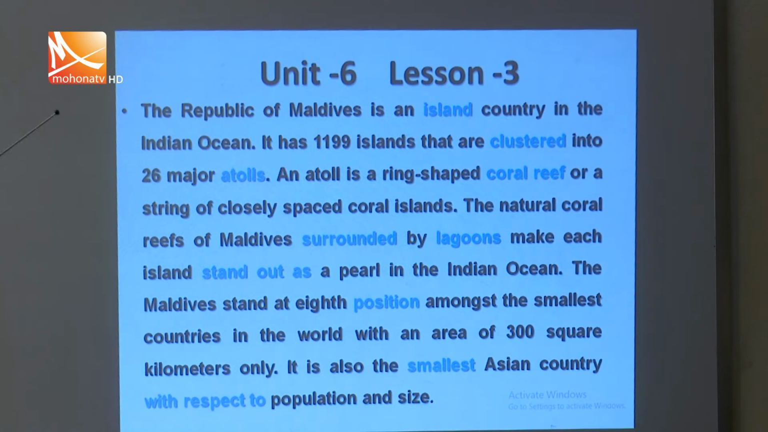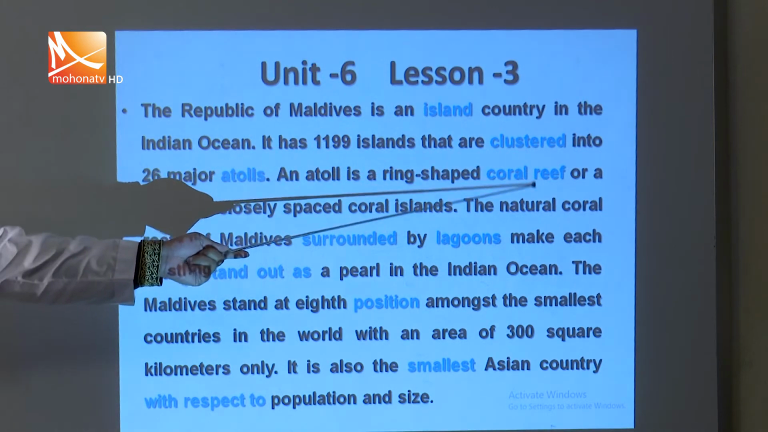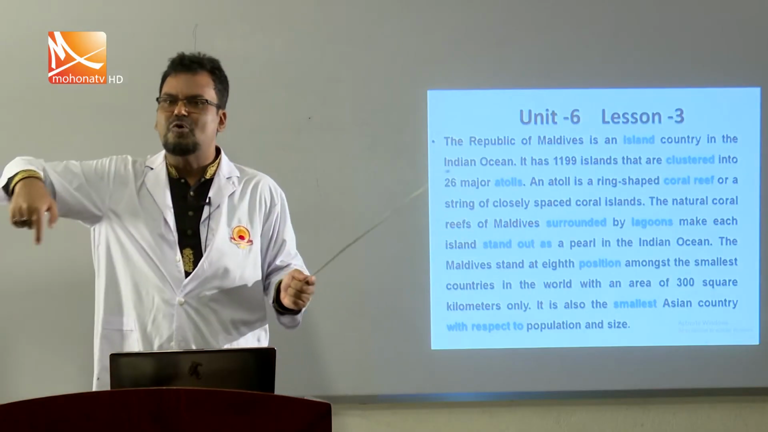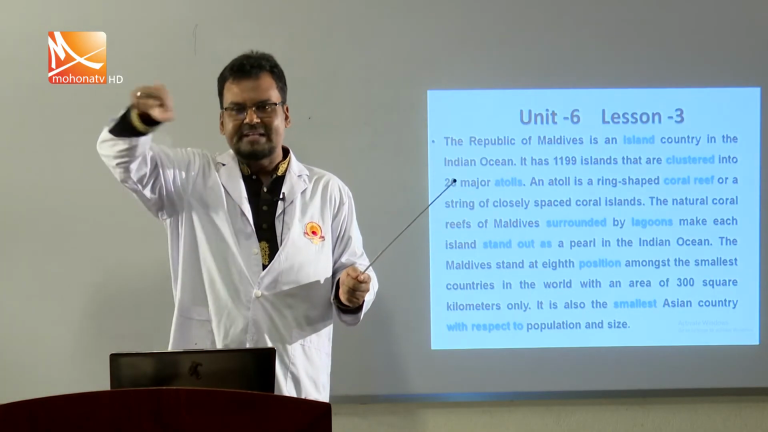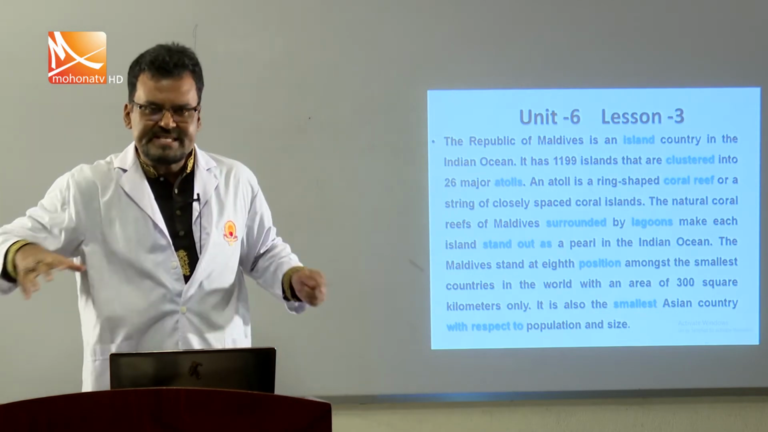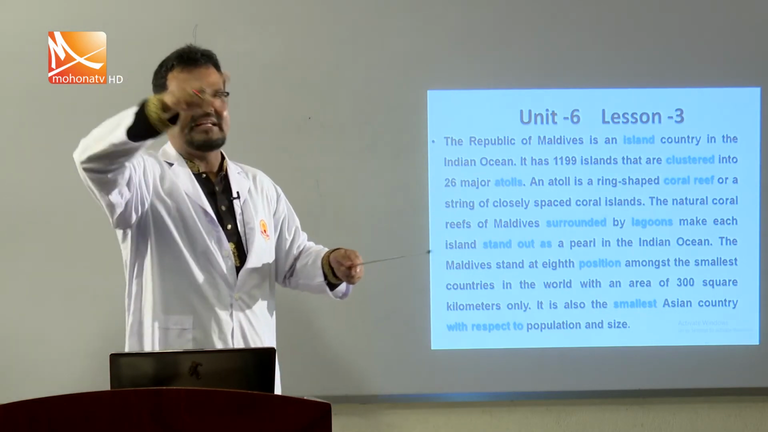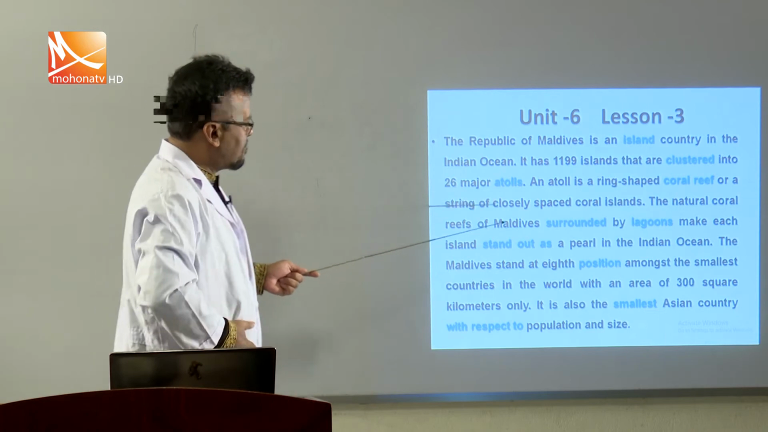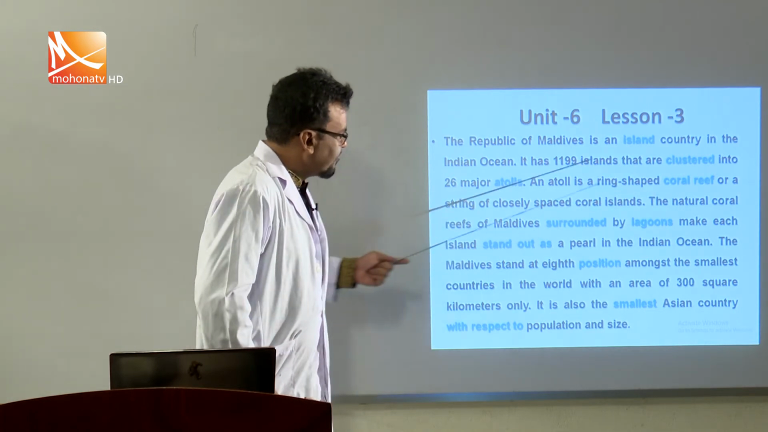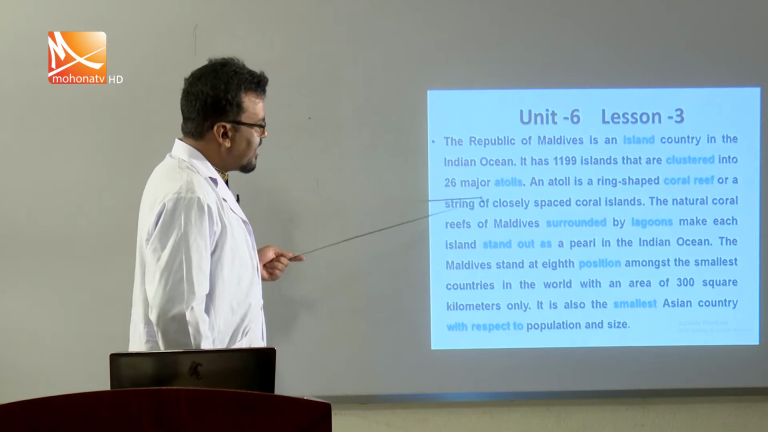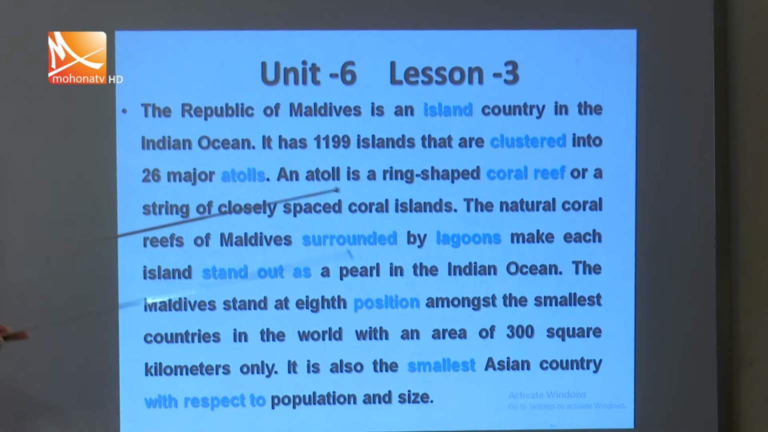Okay, so you see, Maldives is a small country, island country, and it has around 1,199 islands, and those are clustered. Clustered means gathered or lined together. Okay, assembled together in a line, in a circle. And there are 26 major atolls.